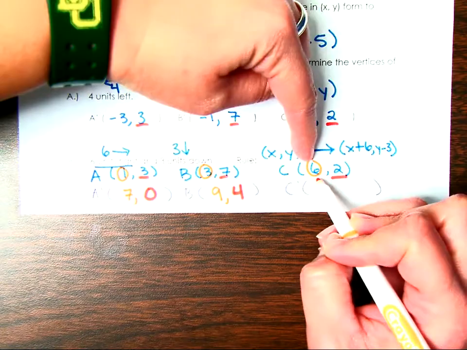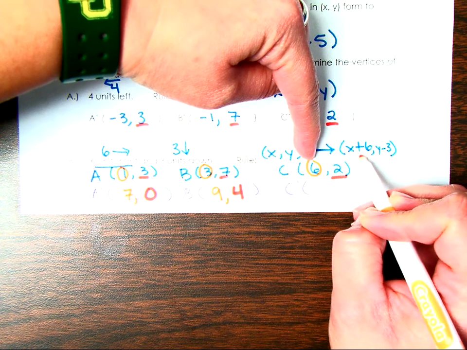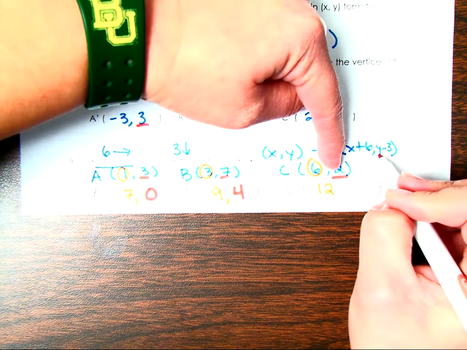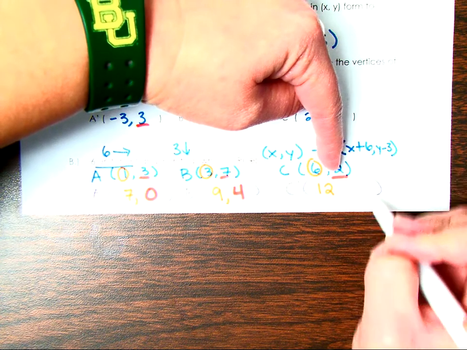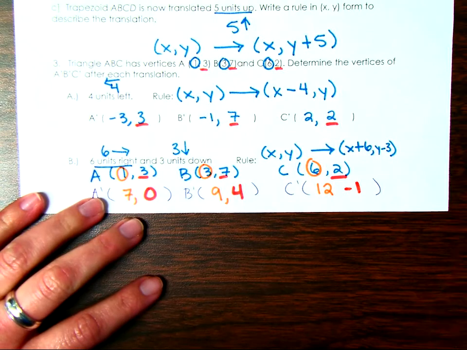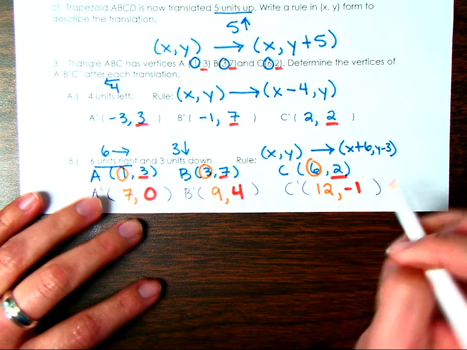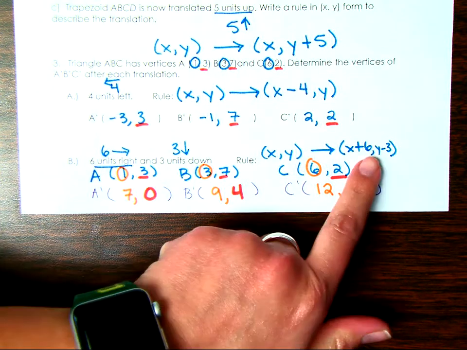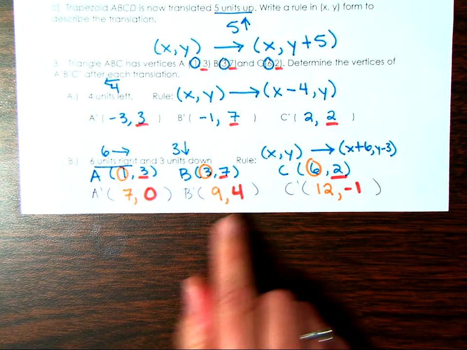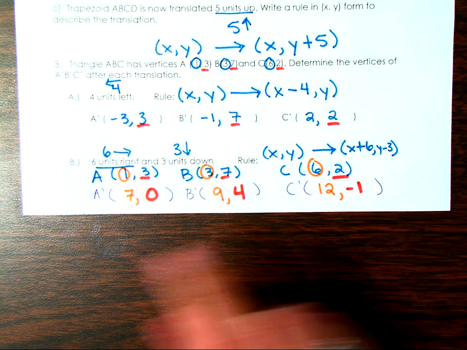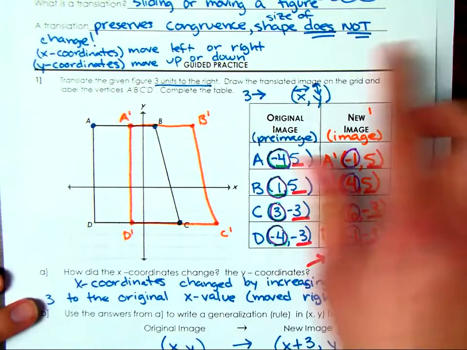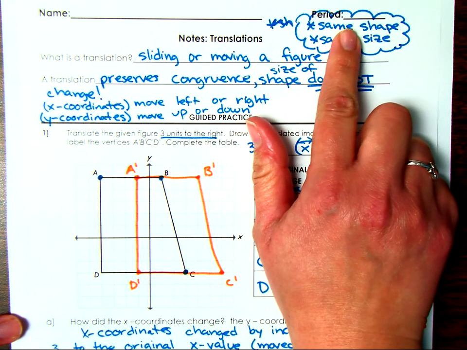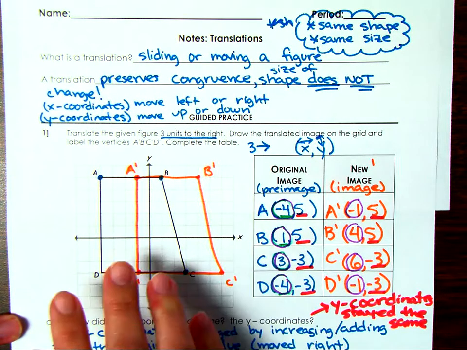So if I have my ordered pair of 6 and I add 6, my new x is 12. 2 is my y, but I'm going to move that down 3. So I'm going to land at negative 1. Okay, so these are your ordered pairs. So we have to be responsible for not only writing the rule, depending on how they're translating, but also understanding the new ordered pairs, and also understanding that it preserves congruence. It's going to be the exact same size and the exact same shape. We're just relocating it on the grid.